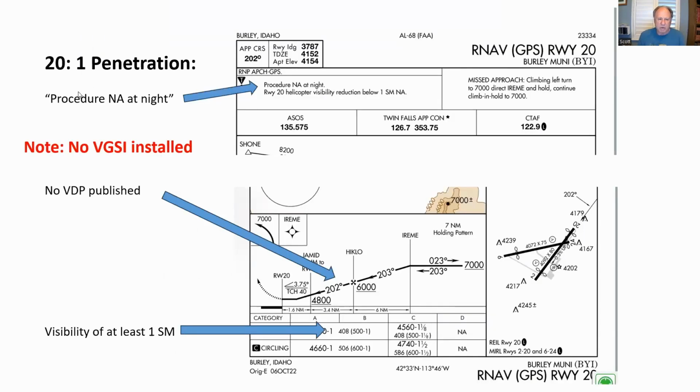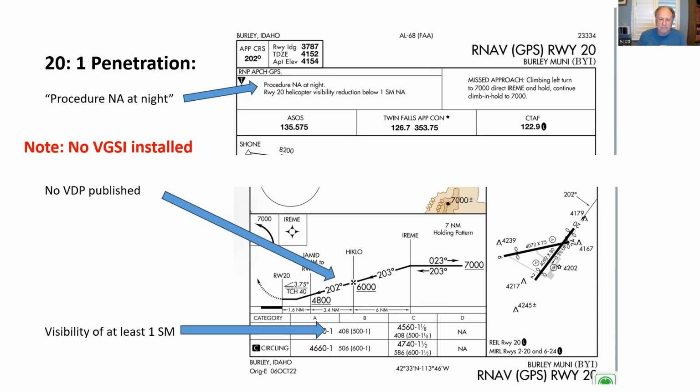And because of the 20 to 1 penetration, the FAA has instigated these notes on the procedure as per the guidance. The procedure's NA at night. There's no vertical descent point published on the approach, and the visibility has to be at least 1 statute mile. So the criteria is met to provide the pilot with a few tools to avoid flying into anything out there.